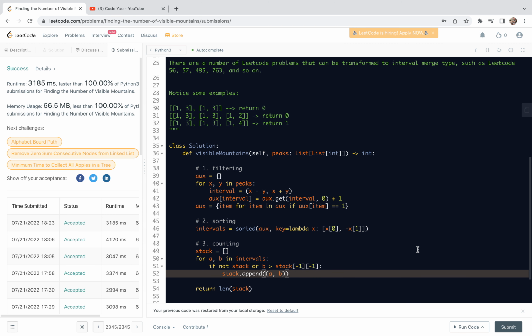For this problem and this solution format, you are encouraged to try other solution formats. For example, how to do the counting in step 3 if we do not use a secondary sorting key in this interval sort. That's also a good practice. With that said, I guess that's about it. Thank you very much.